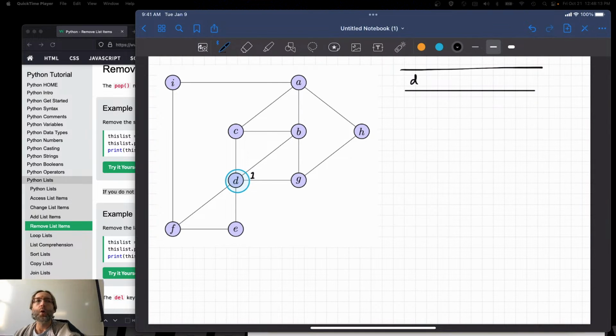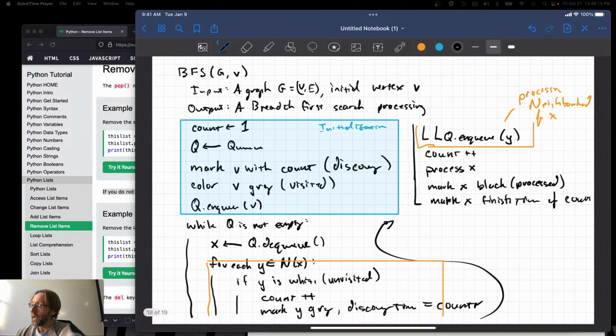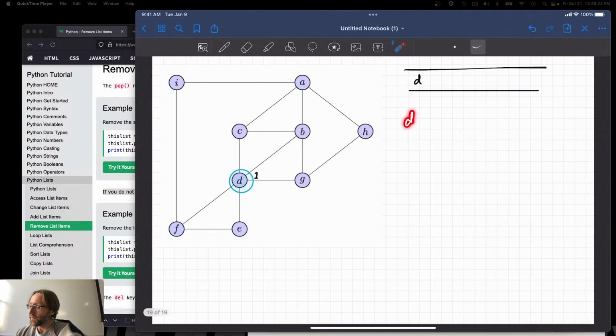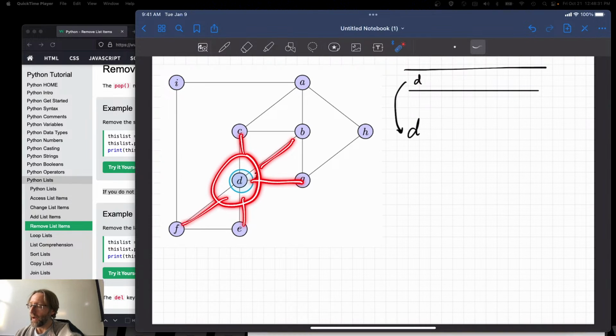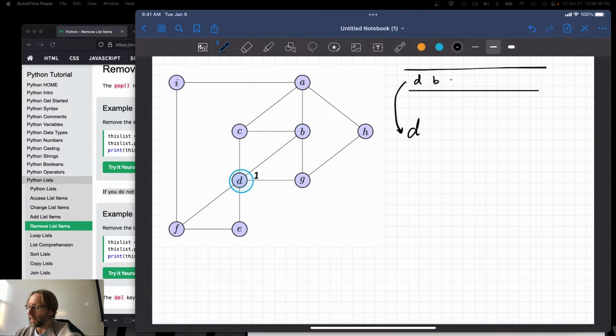And now what I do is I go through its entire neighborhood. So I've dequeued D, and this is my current vertex, right? And I look at its neighborhood. I see C, G, B, E, and F. I'll just go ahead and go in lexicographic order: B, C, E, F and G, there we go.